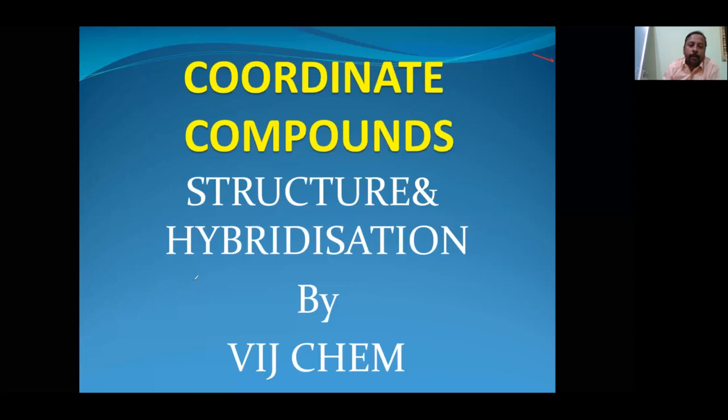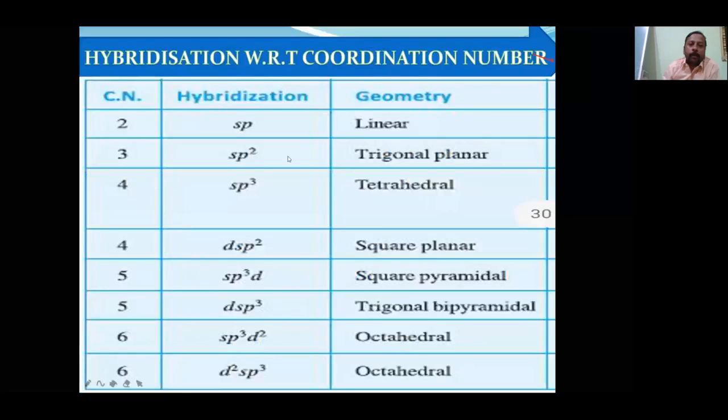Here, structure and hybridization. First of all, these are the possible hybridizations, and these are the coordination numbers. You should know the coordination number, which we have already discussed. Anyhow, I am going to write it over here. Coordination number is simply the number of ligands, that is, the number of ligands into their denticity. How much is the denticity of the ligands?